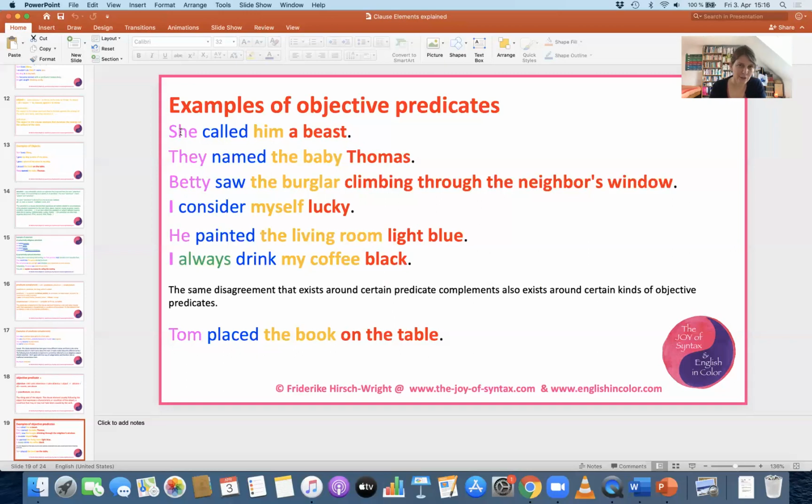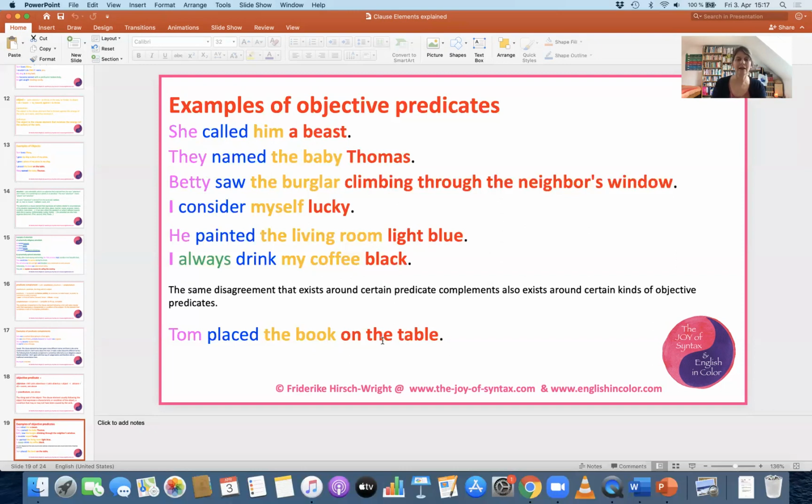And just as there is this disagreement around the objective predicate with some modern views, the same controversy that exists around the predicate complement also exists around the objective predicate. So some people would say that on the table here is not an objective predicate, but that it's an object-related, obligatory or mandatory adverbial. But I don't see it that way. I go with Kerm again, because we see that on the table is the place of the object as a result of the verb. So I clearly see this.